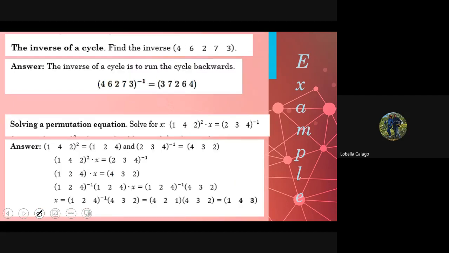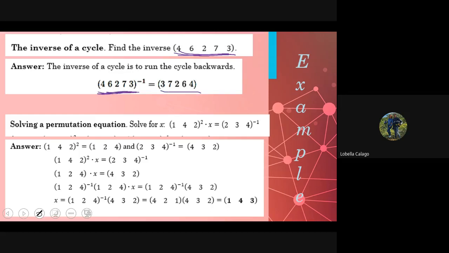Okay, so meron din tayo dito, no? Get the inverse of the cycle. So, finding the inverse of the cycle. Ito daw, ito yung inverse natin. I mean, ito yung given. So, hanapin yung inverse. Ito yon. So, inverse niya will be this one.